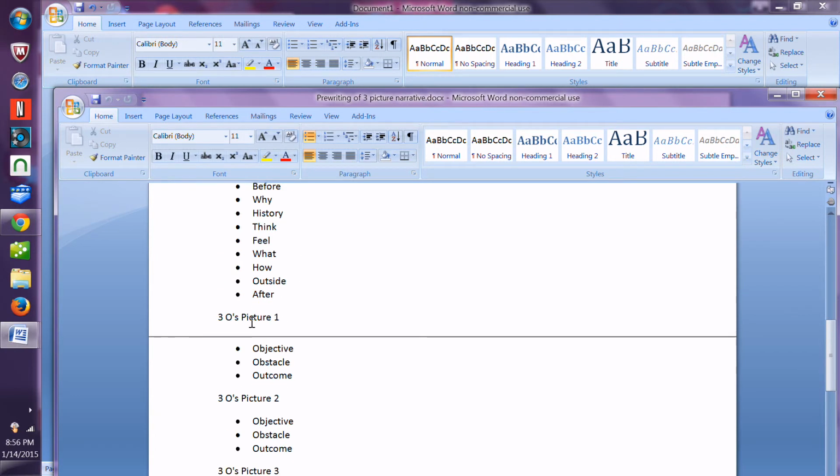And then we have our 3 O's about our picture 1. What is our objective? So this is going to be their goal. So the kids go out hunting. Why did they go out hunting in the first picture? They went out hunting because they wanted to show their dad that they could do it. They wanted to surprise him. I don't know. And then their obstacle is they get lost. And so then what is their outcome? Their outcome is it starts getting night and colder. So you're going to have to lead into the next picture.